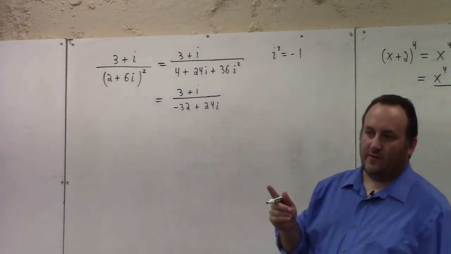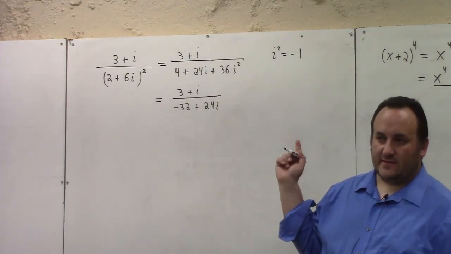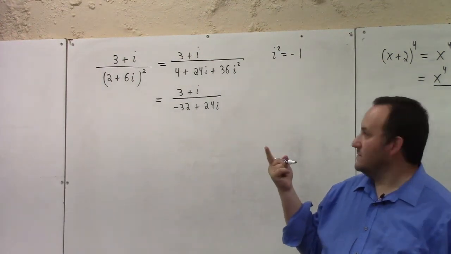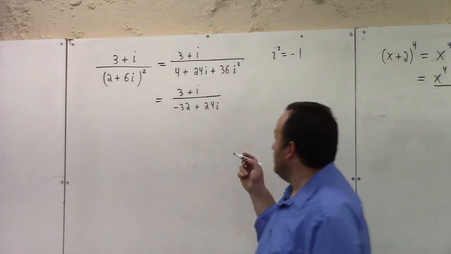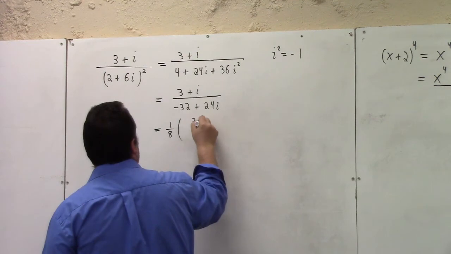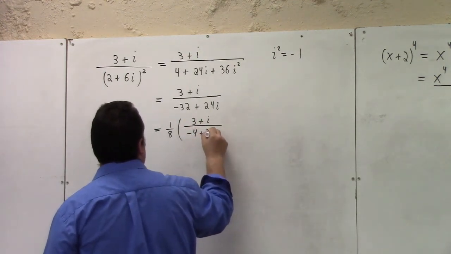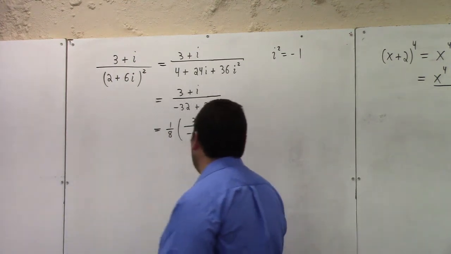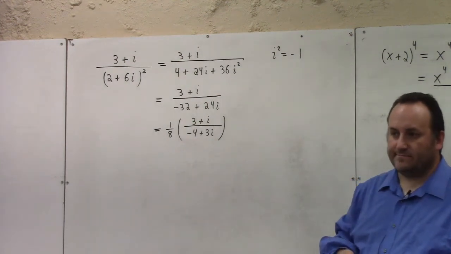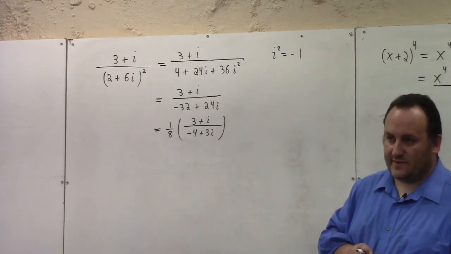I am going to do something a little bit sneaky here to make our life easier. Can you factor something out of the denominator? Yeah. Namely what? 1/8, so this is 1/8 times (3 plus i) over (minus 4 plus 3i). If you can do something like that, that'll make life easier. If you can't, you can still proceed. It's just going to be nasty and have big numbers.